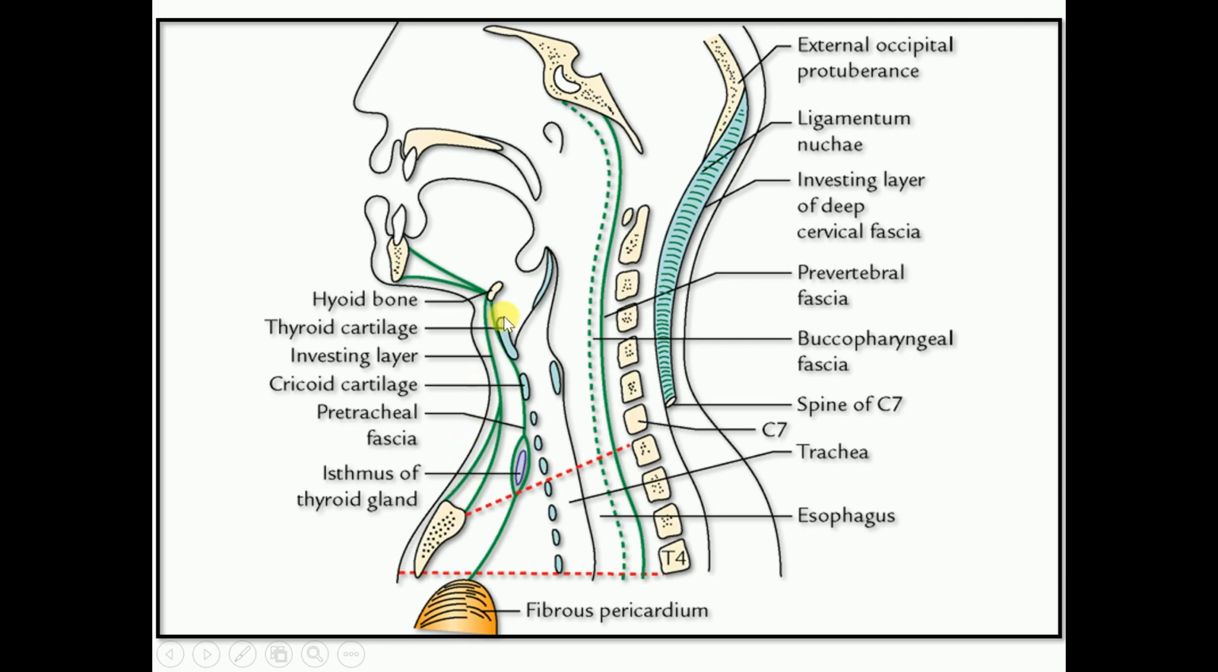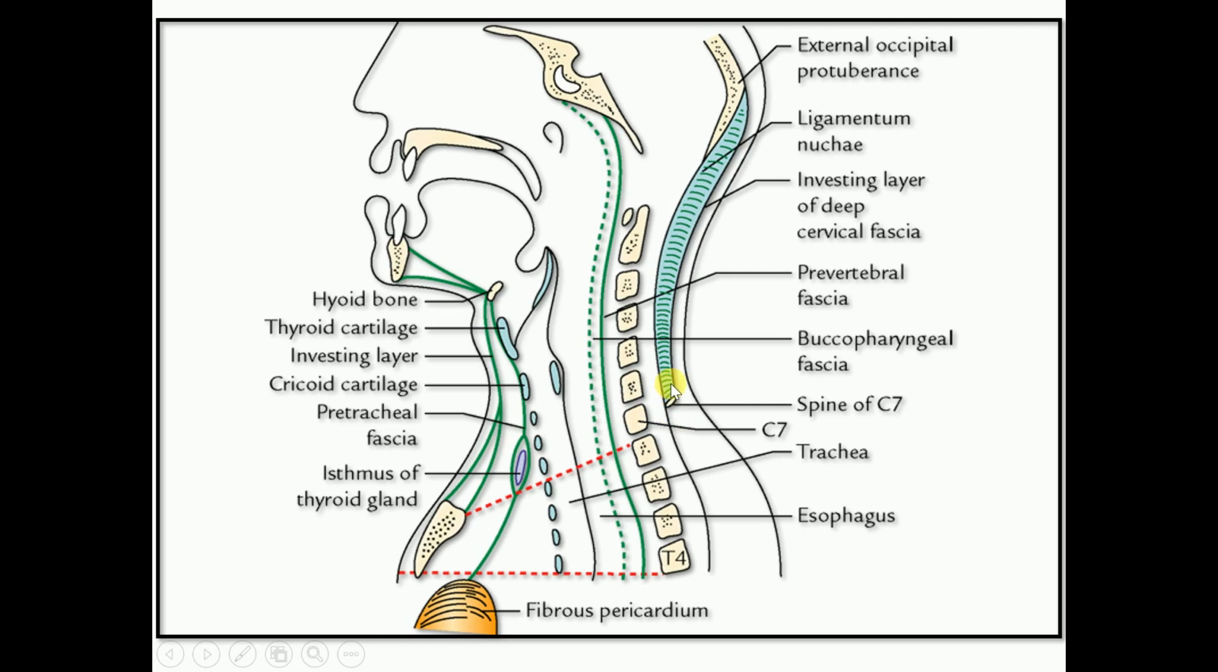And anteriorly it crosses the midline. It becomes continuous with the counterpart of the other side. So in the anterior midline it is attached to the symphysis menti, then the hyoid bone and up to the jugular notch. So this is the anterior attachment of the investing layer. Now posteriorly it is attached to the ligamentum nuchae and the spine of the C7 cervical vertebra. So these are the attachments of the investing layer.